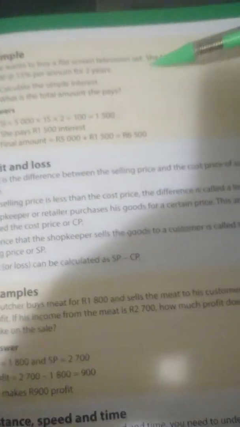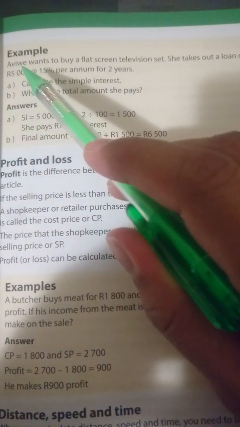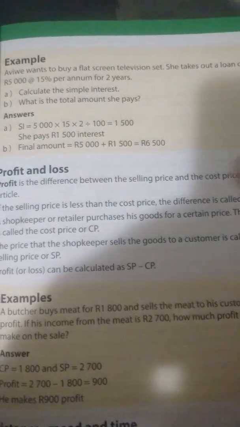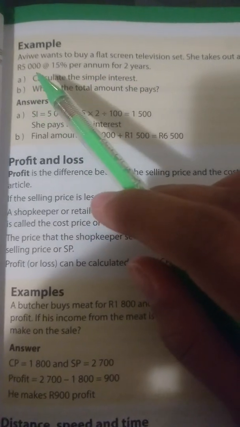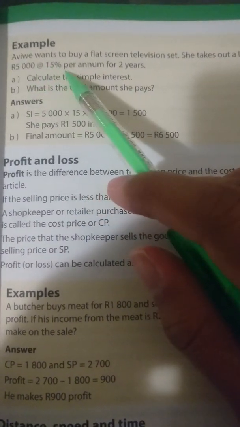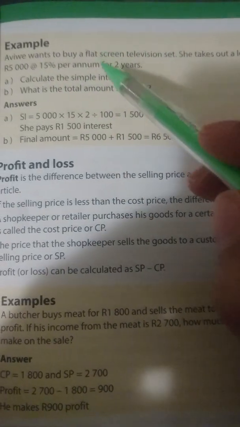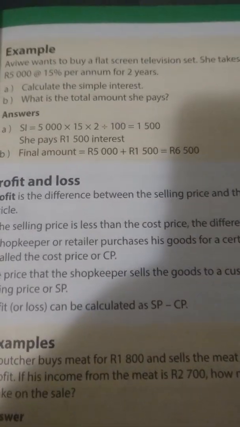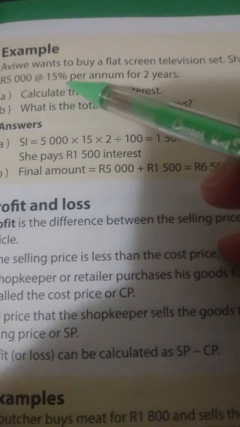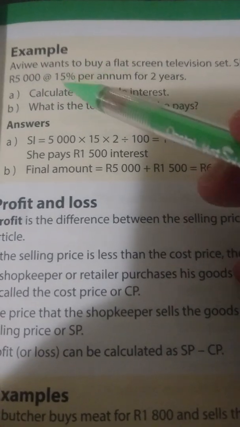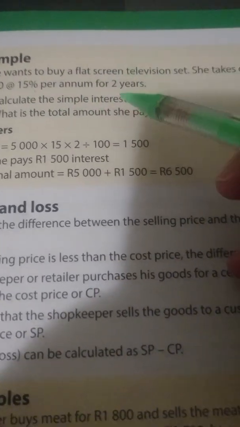Now let's look at this example here. This person wants to buy a flat screen television set. She takes out a loan of 5,000 Rand at 15% per annum. Per annum means yearly, for 2 years. So we have our initial amount, our P, the principal amount. We have our interest per annum, our rate, which is 15% per annum. And we have our time.